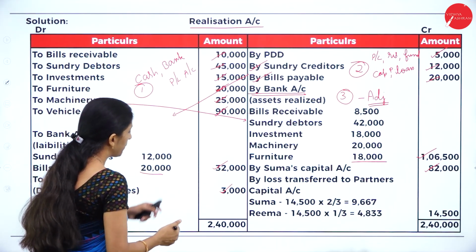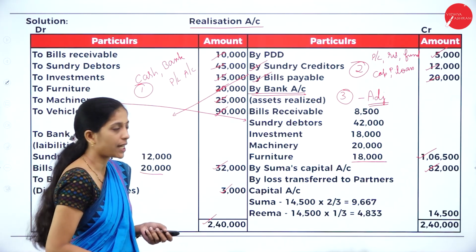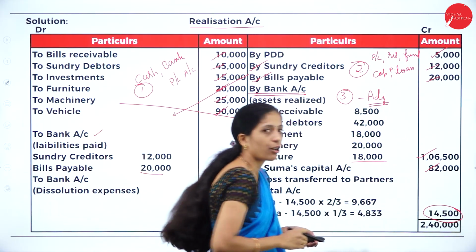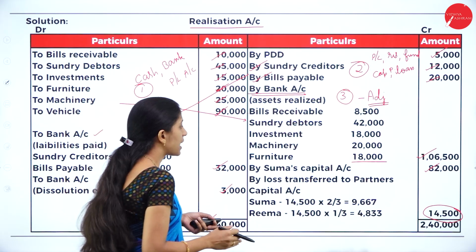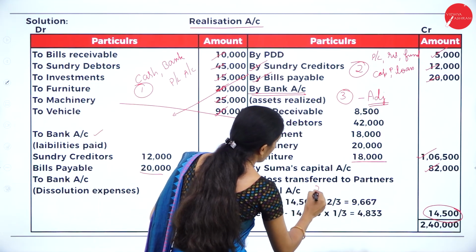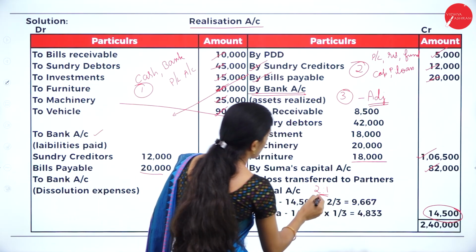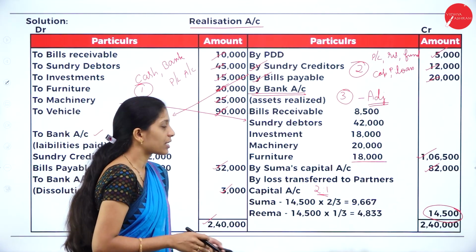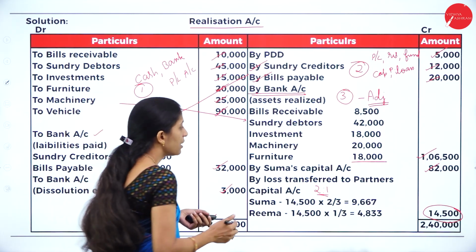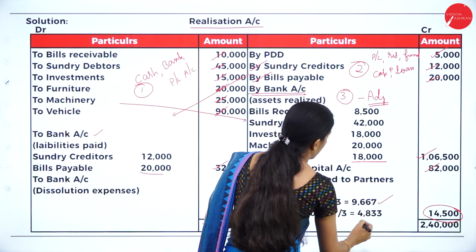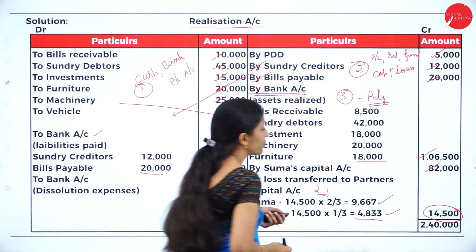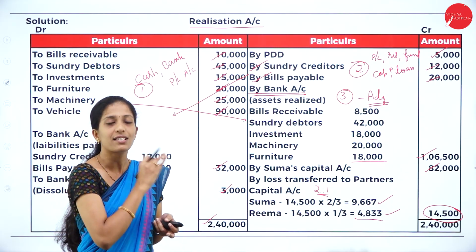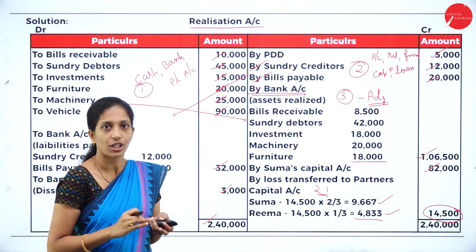Now in this problem, the debit side is more, that is 2,40,000, whereas on the credit side you get a balancing figure of 14,500, which has to be distributed in the ratio they have given in the problem, that is 2:1. So for the two partners, Suma and Rima, 14,500 into 2/3, I'll get 9,667, and if it is 1/3, 4,833. So this is your realization account. Only this account is quite lengthy under a dissolution problem.